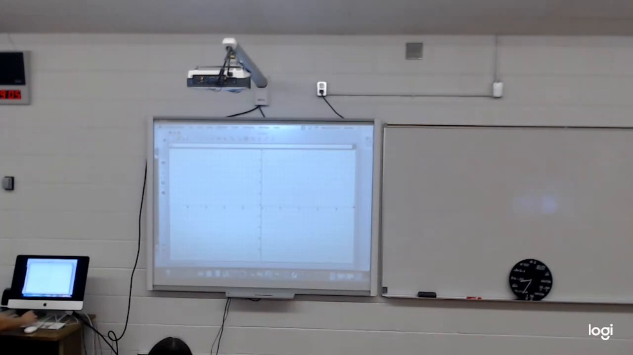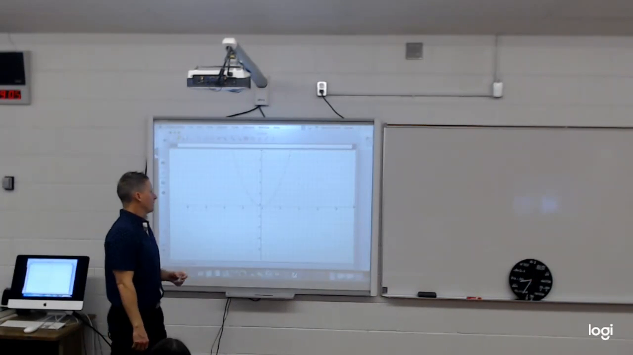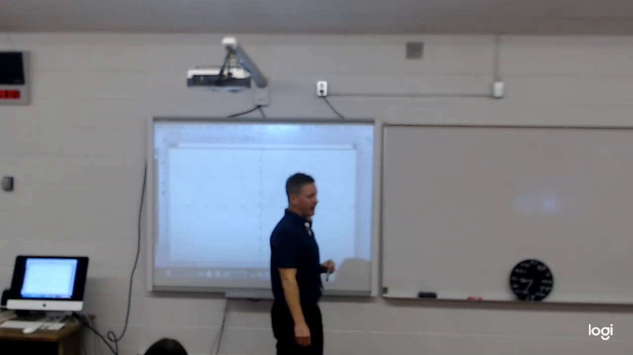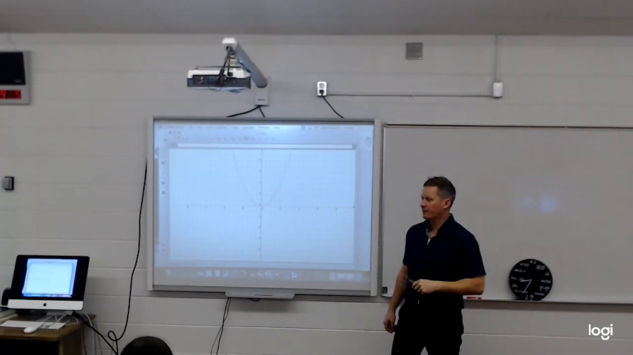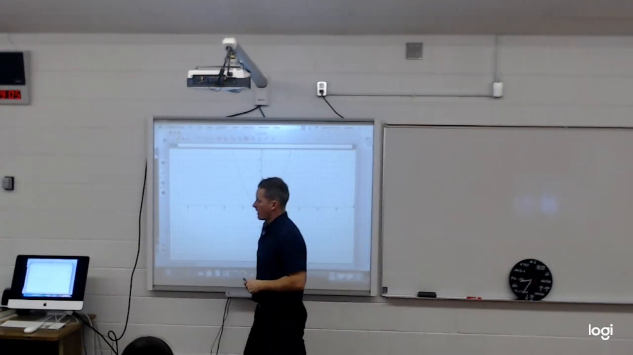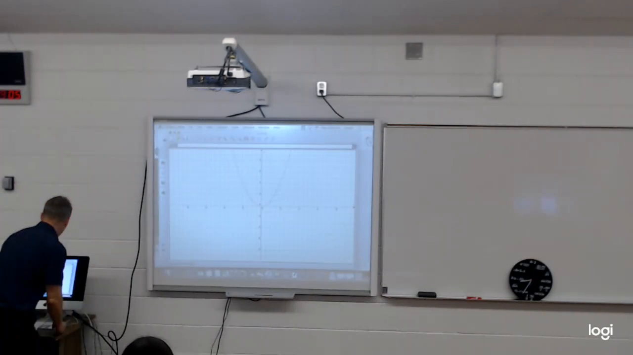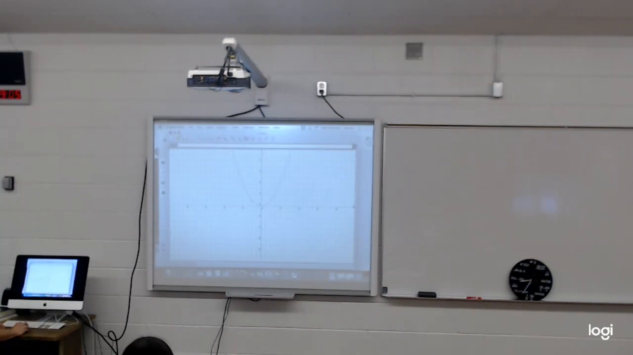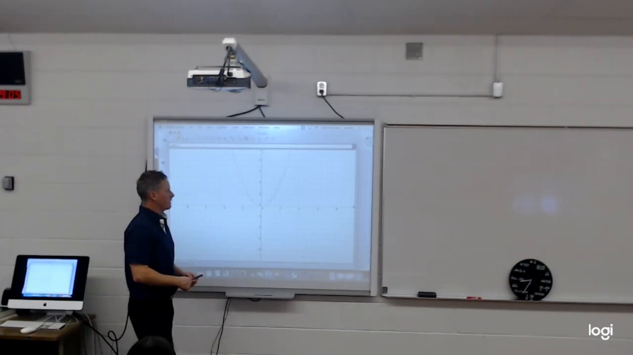Okay, so I've got y is equal to x squared. So there's my graph of y equals x squared. Okay? So now, I'm going to adjust my a value. That's the value that's in front of the x squared. Okay? So the first thing I'm going to do then is I'm going to make it a 4. So now the equation is y equals 4x squared.